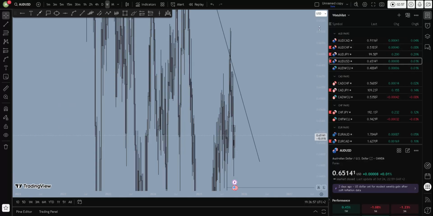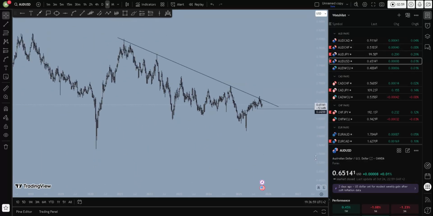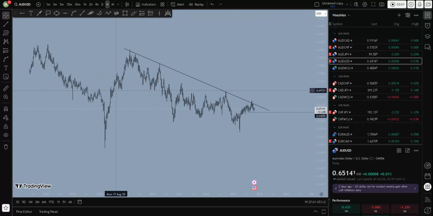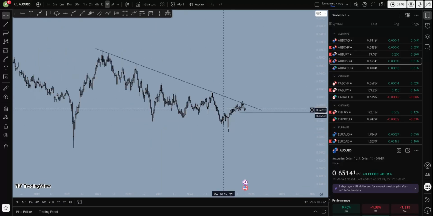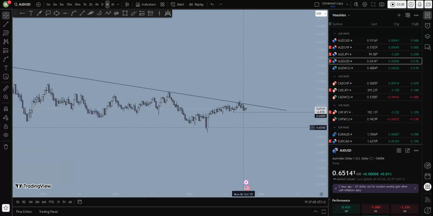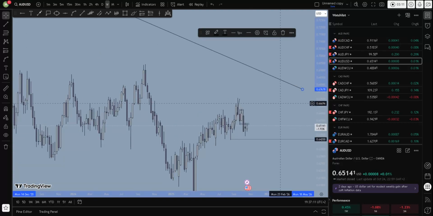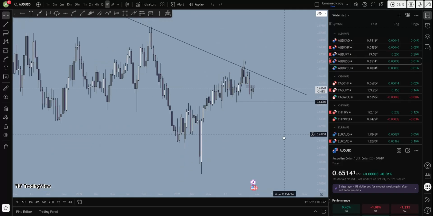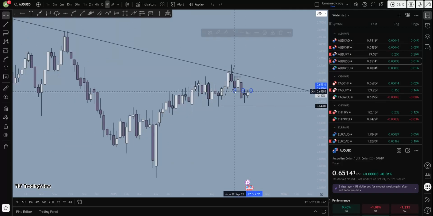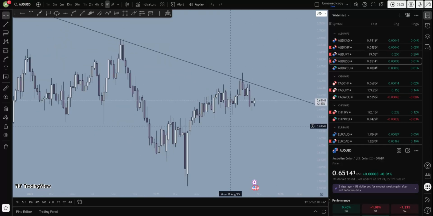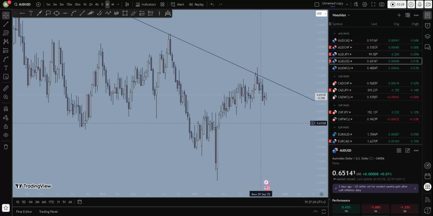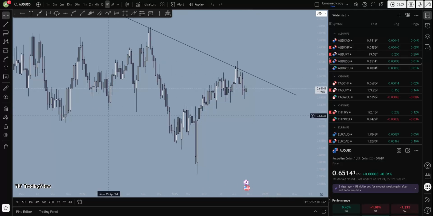Then we have AUD USD. If you're looking at this, you can see that this is bearish structure, right? Respecting the trend line nicely. So let's just zoom in over there. Delete everything here quickly. It is respecting the trend line, and overall, this is obviously bearish.